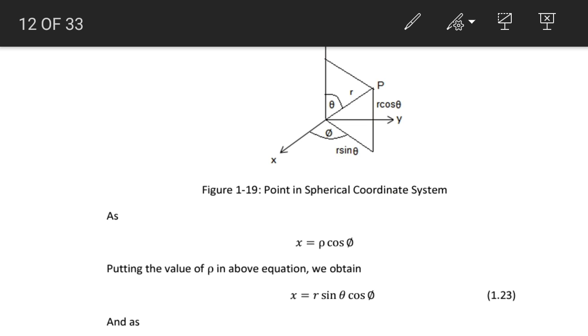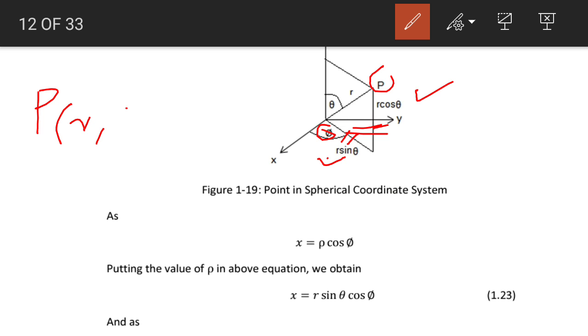So you see, what we do, we draw a line in the z is equal to 0 plane such that the length of this line is r sine theta, and this line makes an angle of phi with respect to x-axis. And then we draw another line which is parallel to z-axis, and the length of this line is r cos theta, and thus we draw this point P, and this point is in the spherical coordinate system now, and this point is in terms of r, theta and phi.